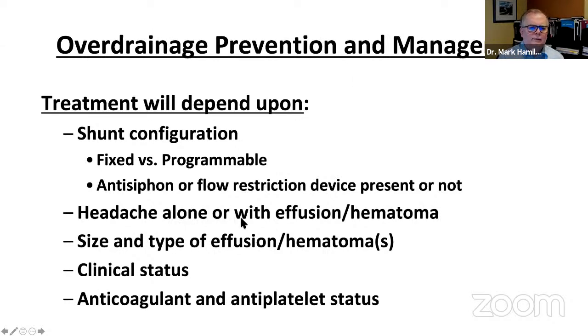Headache alone can happen with or without effusions or hematoma. What you have to do will depend on the size or type of effusion. I've had patients where a small effusion persists. They're not on anticoagulants, and that effusion at that shunt setting means they have better function, so I leave them at that level. And again, that comes down to their clinical status. And then again, anticoagulants and antiplatelet agents, if they're on an anticoagulant or Plavix, or probably not so much with aspirin, each of those agents can potentially increase the risk of having hematomas develop.